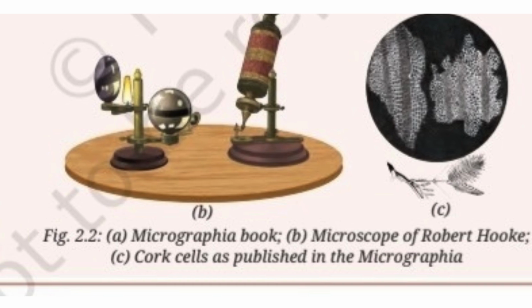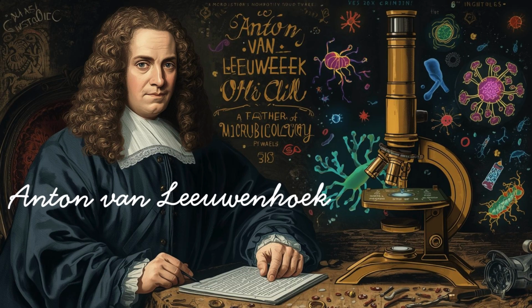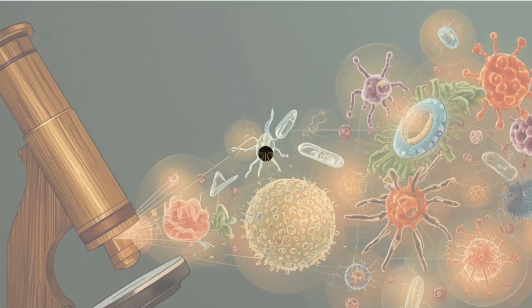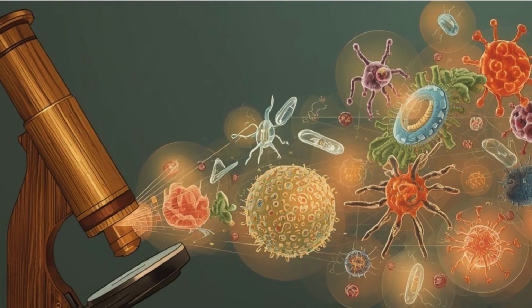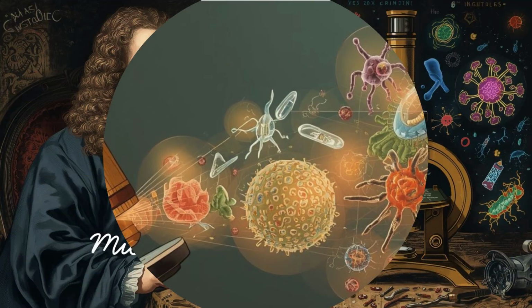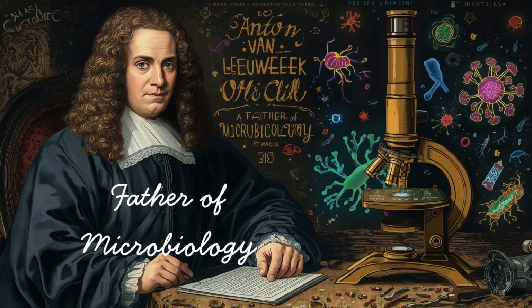Around the same time, another scientist, Anton van Leeuwenhoek, improved microscopes further. He became the first to see and describe tiny living organisms like bacteria and blood cells. That is why he is known as the father of microbiology.